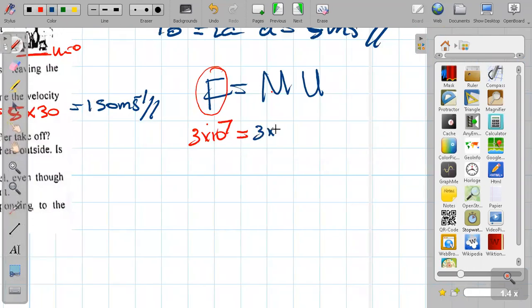3 into 10 to the power 3 times u. u equals 10,000 ms minus 1.